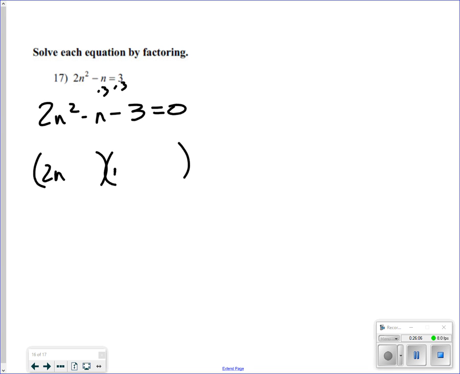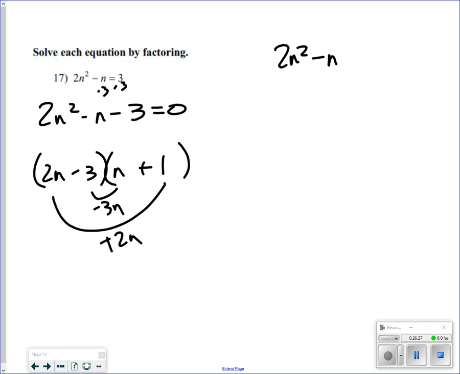Factors of 2n squared would be 2n and n. Factors, again, guessing, of negative 3 would be negative 3 and 1. Order matters. Where I put these is going to make a difference because when I multiply the inner and when I multiply the outer, it needs to add up to the middle. Doing it in the grouping method now, and I think the grouping one for this one is pretty easy.